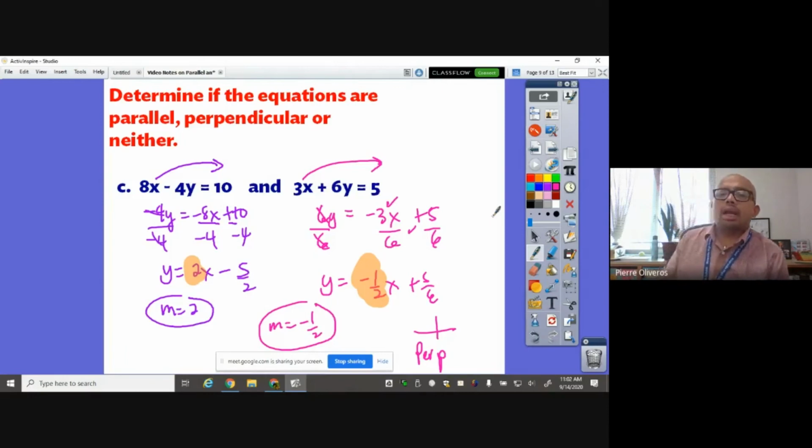Okay? There you have it, guys. I hope you learned how to determine if the equations are parallel or perpendicular and how to find the negative reciprocal of a given number or slope. And as always, kaboom!